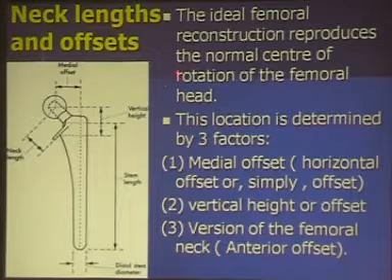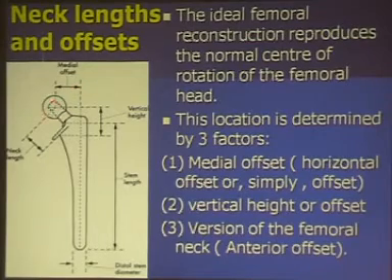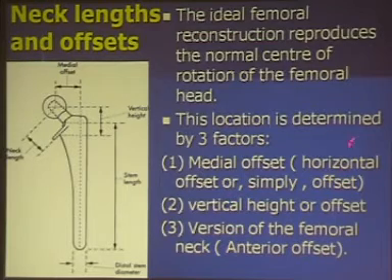Very important items should be memorized in total hip replacement. The ideal femoral reconstruction should reproduce the normal center of rotation of the femoral head. The location of the geometric center of the femoral head is dictated by three factors: medial offset, or horizontal offset, or simply the offset. Intraoperatively, sometimes we refer to this simply as the offset. So when we say the offset and don't add any other words, we mean the medial or the horizontal offset. When we speak of vertical height or vertical offset, and the version or anteversion.